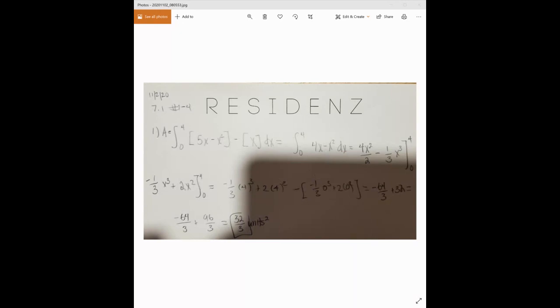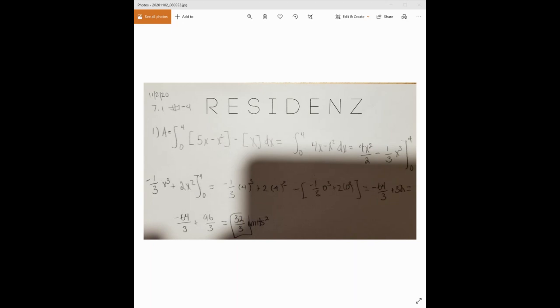Awesome. So we start out with the two functions, 5x minus x squared and y equals x. So what we do is we evaluate the integral from 0 to 4. The reason is that we have the intersections at 0, 0 and 4, 4, and we can assume that is the origin on the graph. So we extract that x value as the bound. Then we get the integral from 0 to 4 of 4x minus x squared dx.